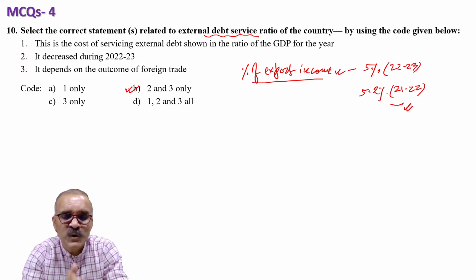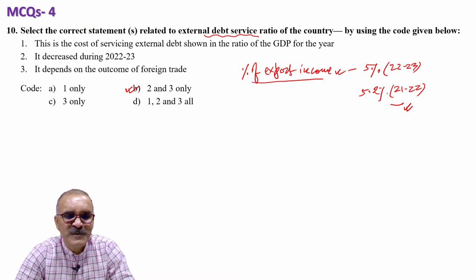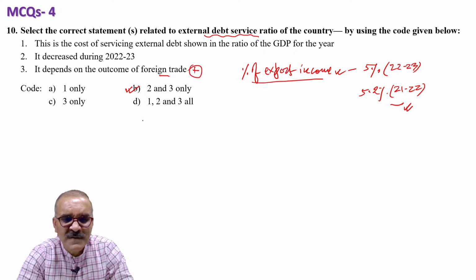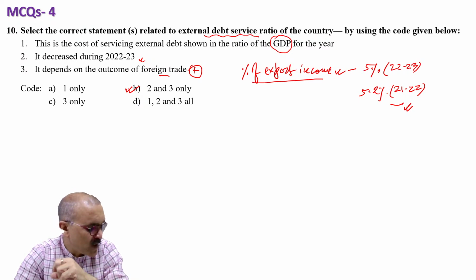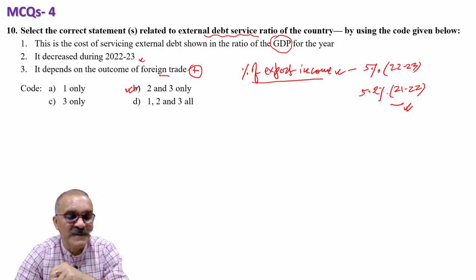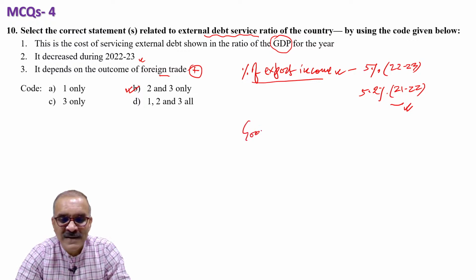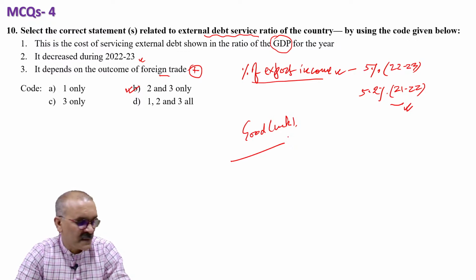It deals with total profit of export earned by the country. So if the outcome of foreign trade is more positive, it will fall. It decreased, and it is nowhere connected to GDP. It is a bit confusing concept. Clear? That is why you all went wrong, but most of you have done well.